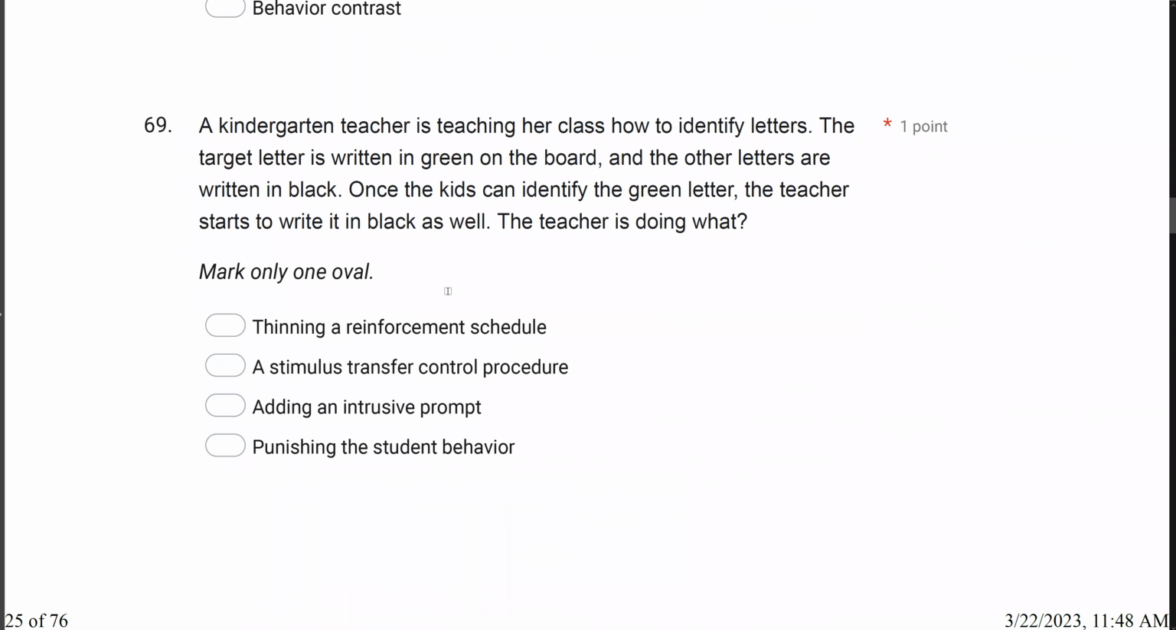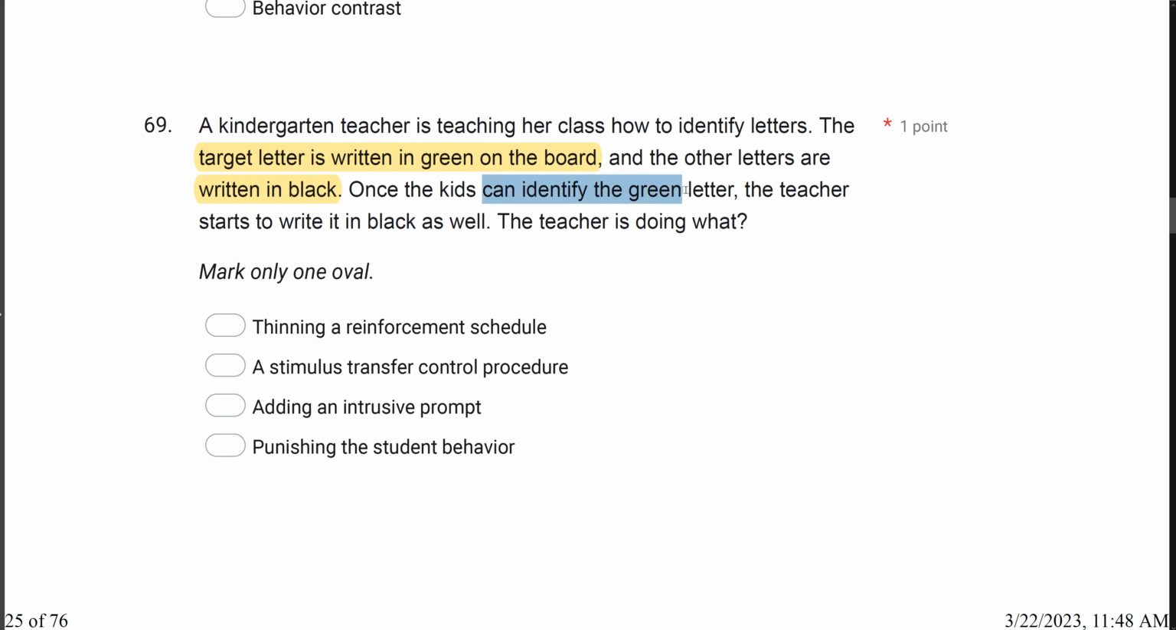A kindergarten teacher is teaching her class how to identify letters. The target letter is written in green on the board, and the other letters are written in black. Once the kids can identify the green letter, the teacher starts to write it in black as well. The teacher is doing what? All right, so what is the teacher doing? And clearly it looks like she's fading a prompt. Simply, right? Because she has the target letter written in green, others are in black, so we're changing the stimulus.